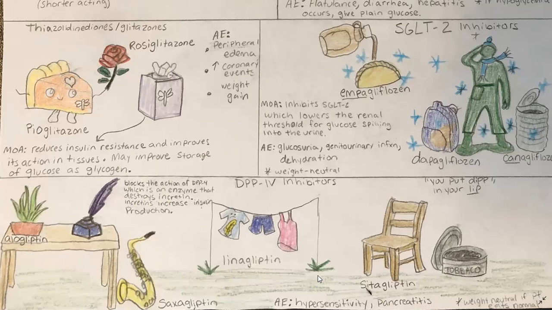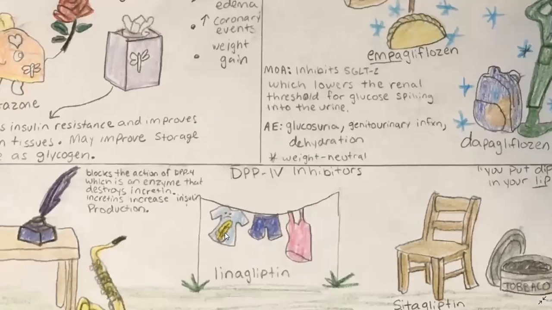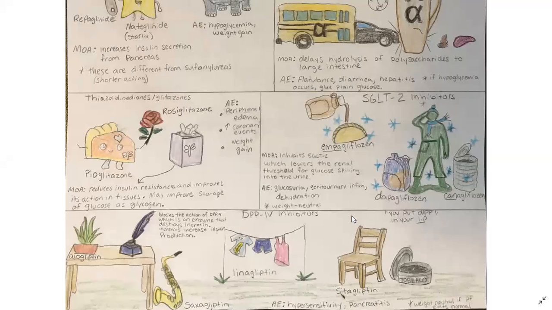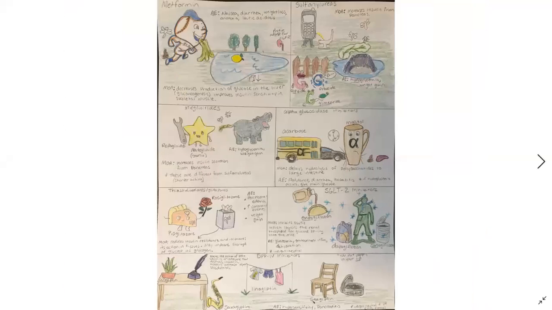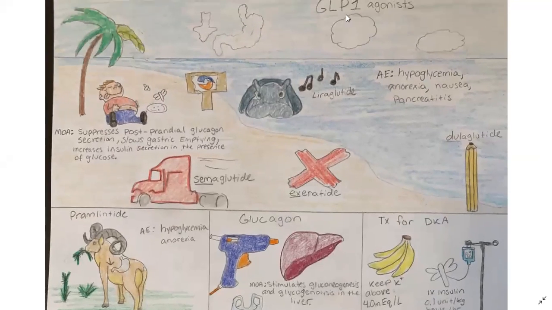So adverse effects are hypersensitivity and pancreatitis. So on this shirt here, we have this sad, sensitive face and a pancreas for pancreatitis. And then this is another weight neutral drug. So then we will move on to our GLP-1 agonists.